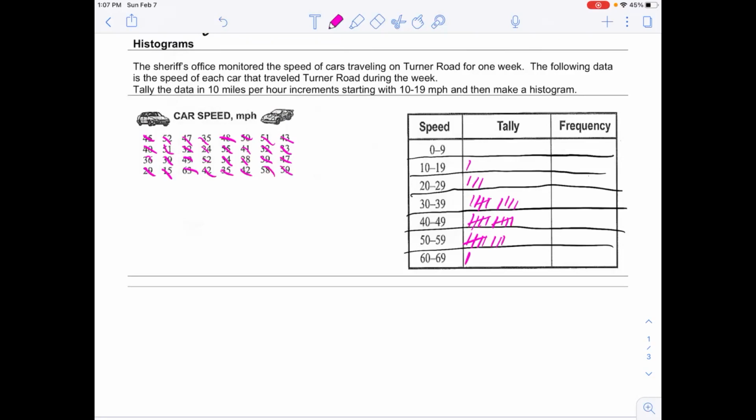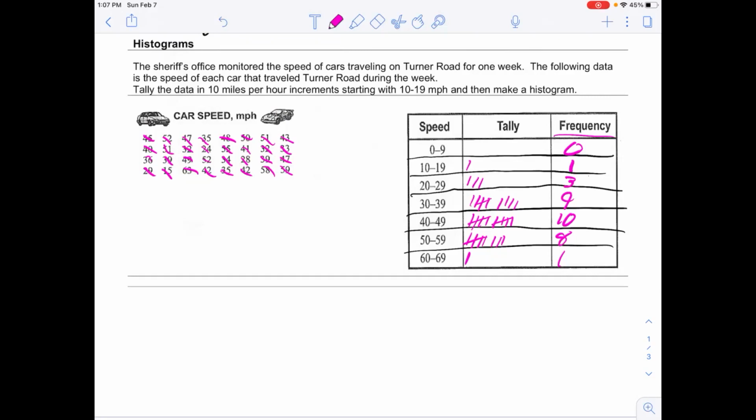So here's my value. So now I've tallied how many times each thing showed up. So now I can put the frequency. The frequency is just how many times they showed up. So 0 cars were in the 0 to 9 bracket. I have 1 tally for 10 to 19, 3 at 20 to 29, 9 at 30 to 39, 10 between 40 and 49, 8 between 50 and 59, and 1 between 60 and 69. Hopefully, if you did this on your own, you got the same values.